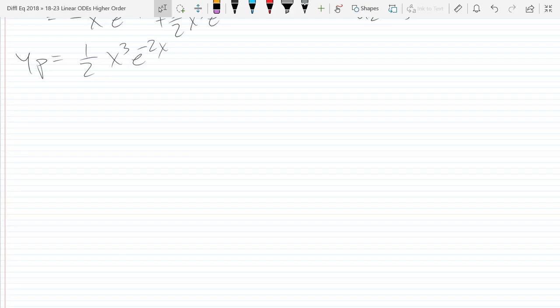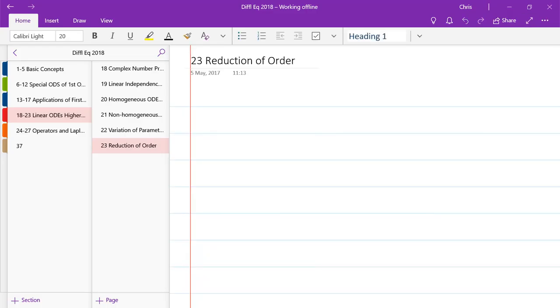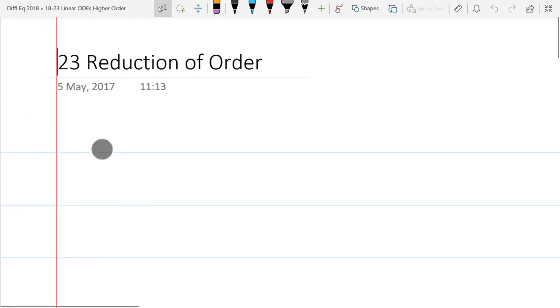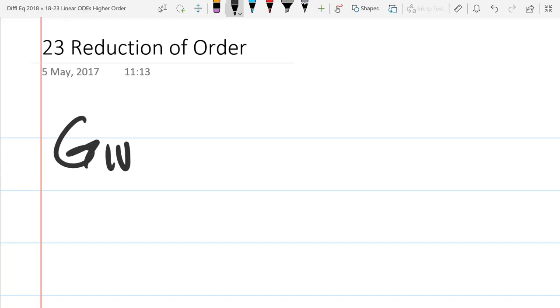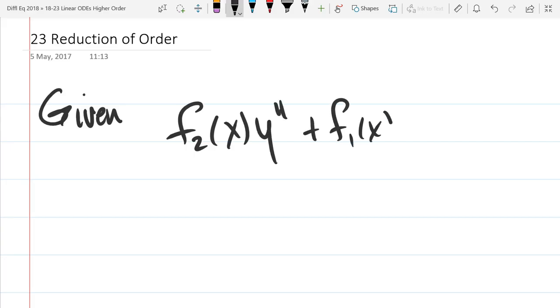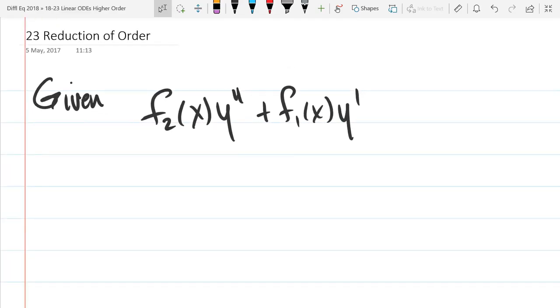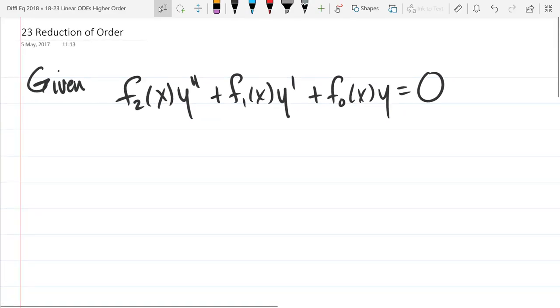So instead of doing a higher order problem, let's just go right to reduction of order instead. This lets us generalize things a little bit. We're going to start with a non-linear ODE. Oh, it could be linear, but it'd be really overkill to use this method to solve linear. The difference in this problem is these coefficients, f2 and f1, are not going to be constants. So we'll start with the homogeneous version, meaning it equals zero.